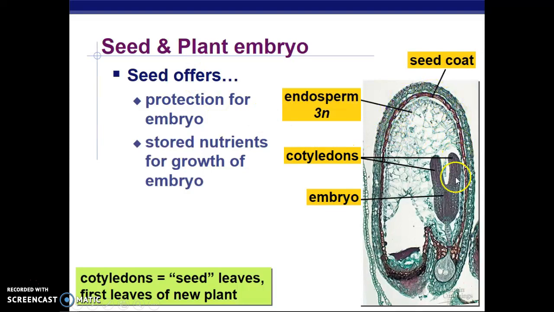We are looking at a cross section of the seed. We see the seed coat, we see the endosperm, the two cotyledons, and the embryo. This is the cross section of the seed. We see the two cotyledons, which will become the first leaves of the new plant.